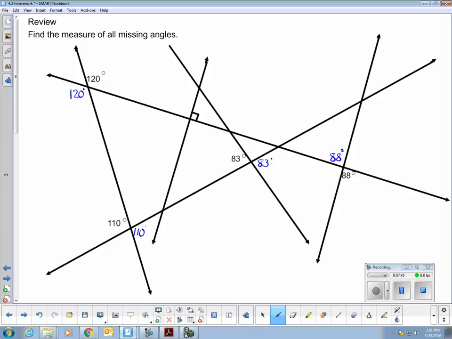So you'll notice I started by placing all the vertical angles, and I want to make sure I include that one. And I'm going to look for all the supplementary angles.